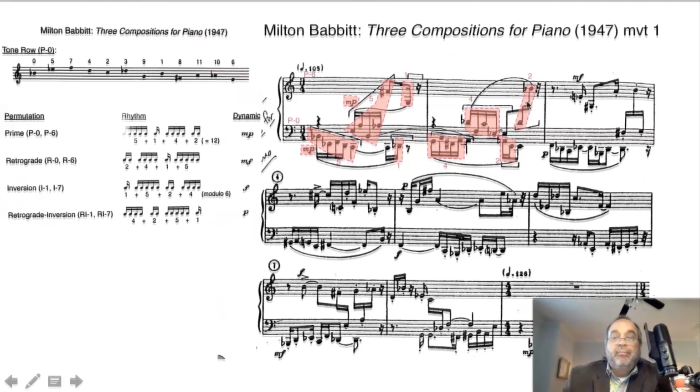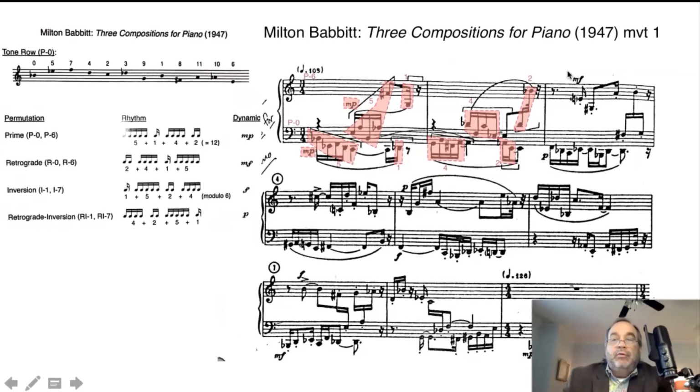As we get to the next few measures, the top staff was an R0 row, so we're going to look for the mezzo forte marking, and it's going to be accompanied with the retrograde serialization of the rhythm, which is the 2-4-1-5 pattern. So we see a 2 followed by a 4, and then a 1, and then a 5.